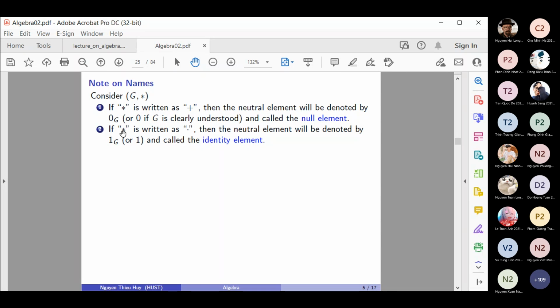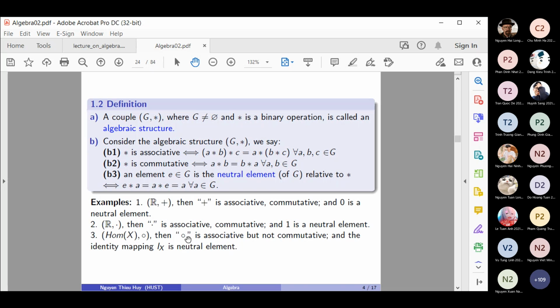Another way is that sometimes star is written as multiplication. It's not really multiplication of numbers. It can be multiplication of other objects. For example, here, this composition can be considered as multiplication of mappings. We do not say multiplication, but we can consider it written as multiplication, with a bigger sign.